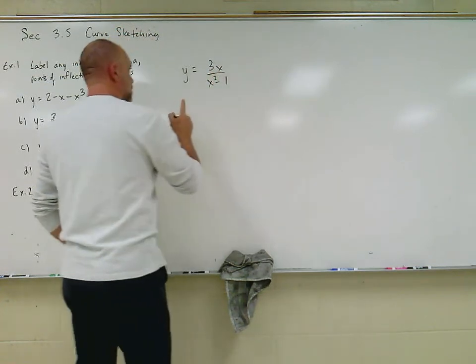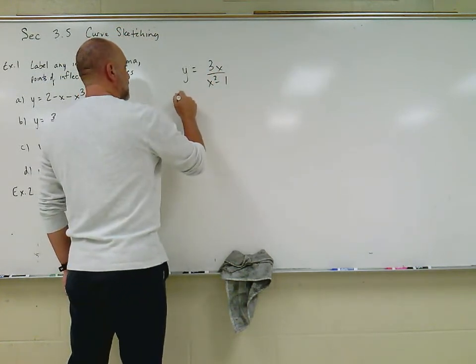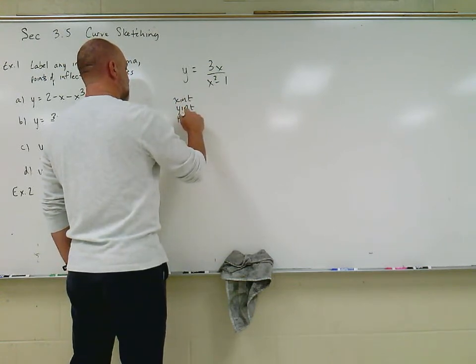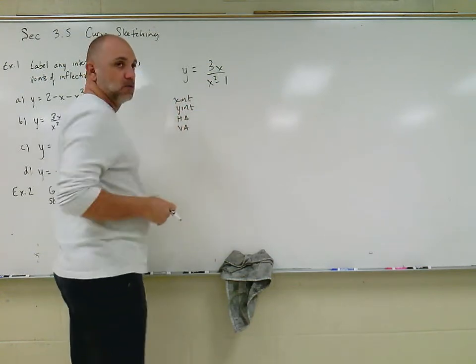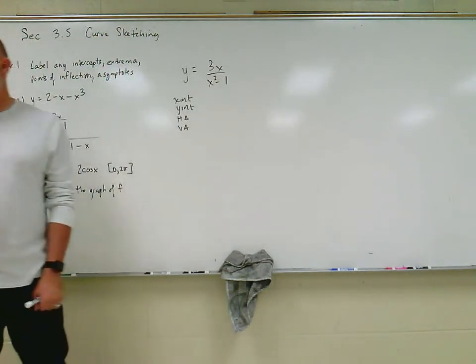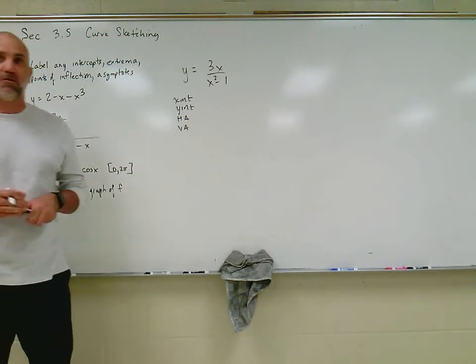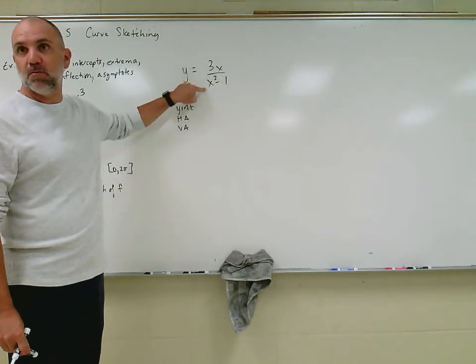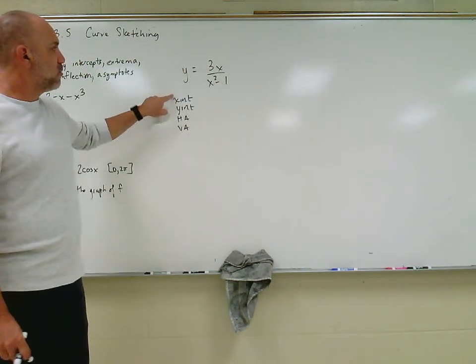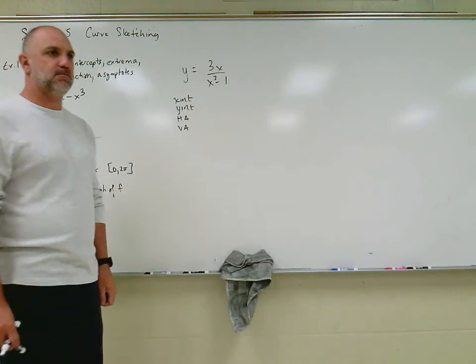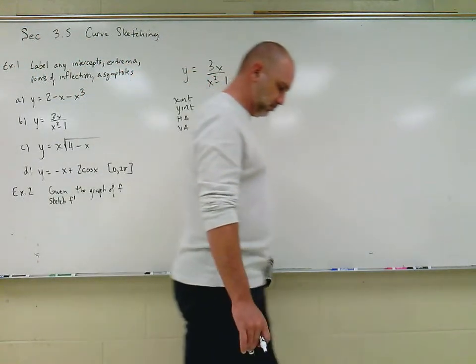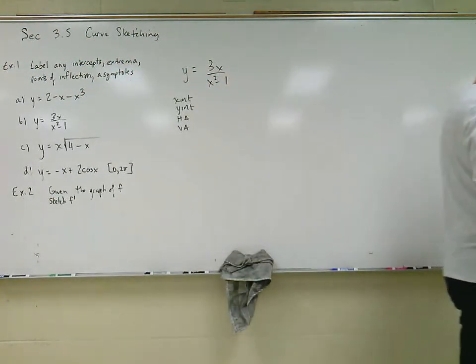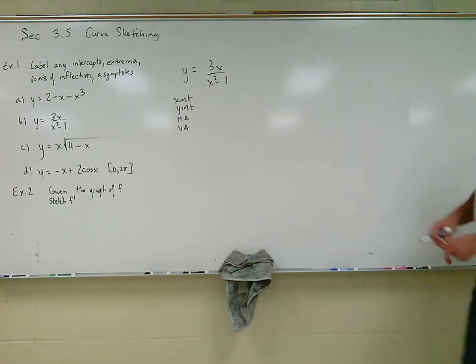First thing I'm going to do, I can see the x-intercept, the y-intercept, the horizontal asymptote, and the vertical asymptote. So this was what we did back in pre-cal when we had a rational function. How do I know it's a rational function? Because it's a polynomial over a polynomial. Okay, how do I find the x-intercept? How do you always find the x-intercept on any graph? Yes, set it equal to 0.